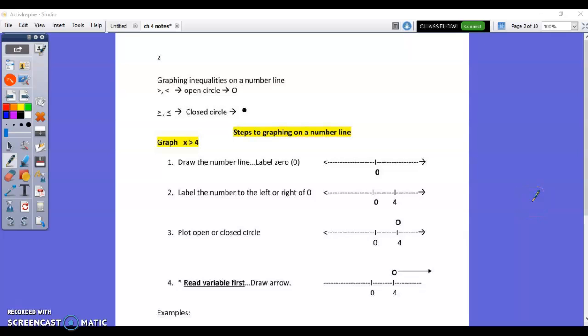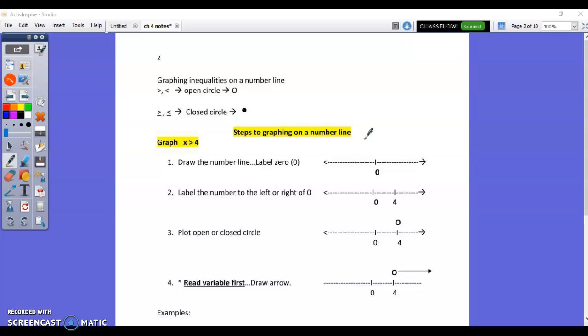All right, for this section, we're going to talk about graphing and how to graph an inequality on a number line, and then also how, if we're given a number line with a graph, to write the inequality. So these are steps to graphing on a number line.